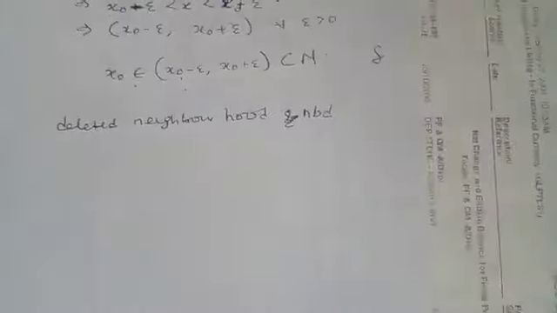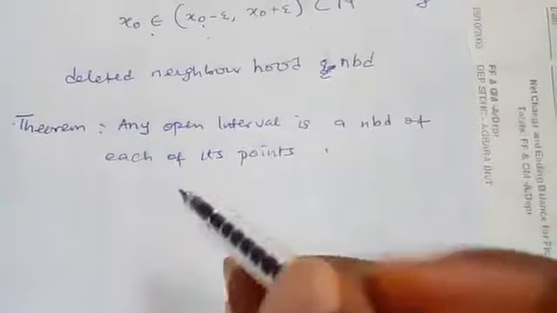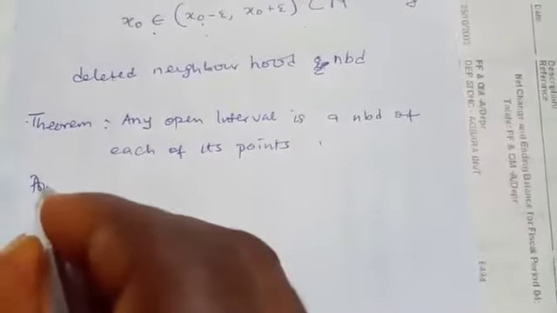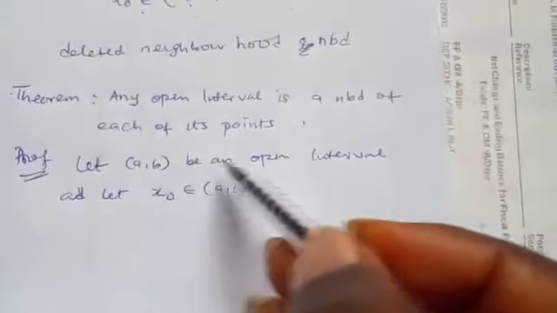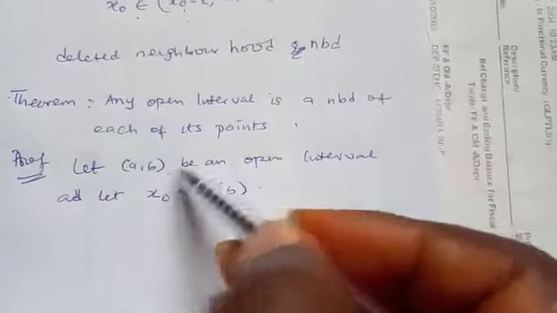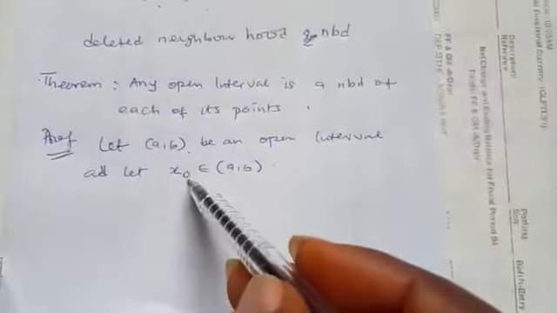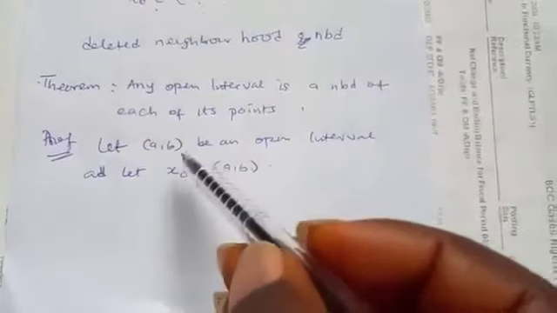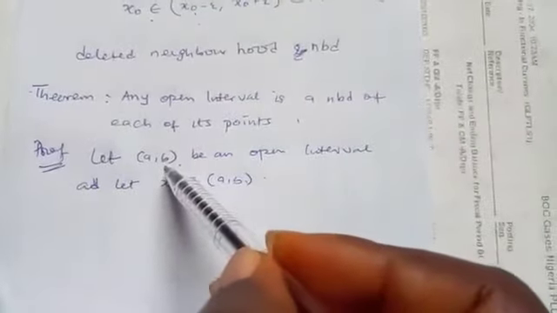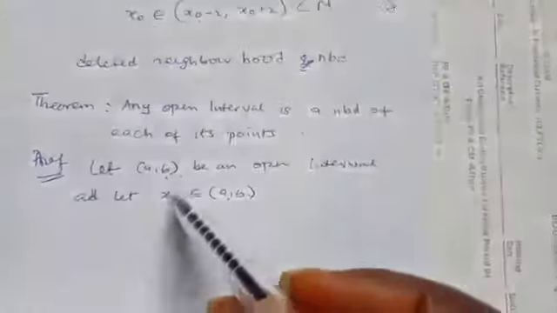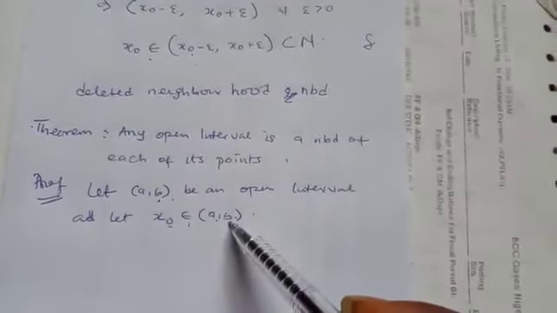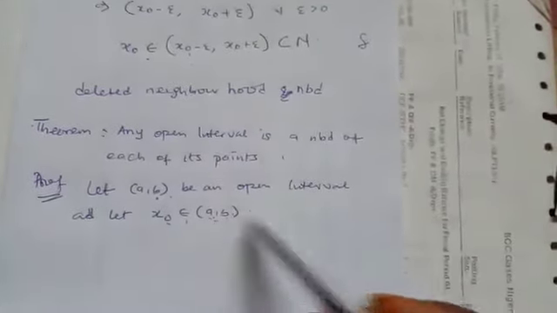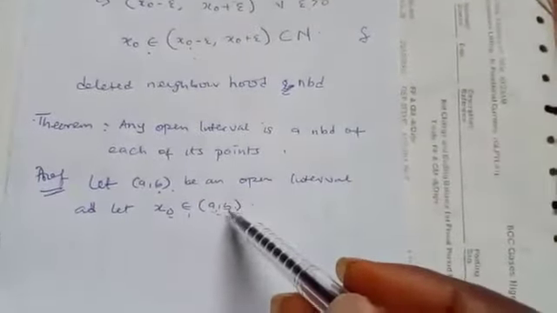Now let's consider the following theorem. This is the theorem: any open interval is a neighborhood of each of its points. So let's prove it. To show that an open interval is a neighborhood of each of its points, let us start by taking an open interval. Let (a, b) be an open interval. Let us take a point S0 in this open interval. We want to show that this open interval is a neighborhood of all these points. We only need to show that as S0 belongs to this open interval, this open interval must be a subset of another open interval.